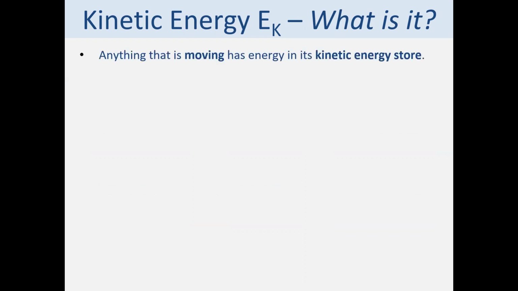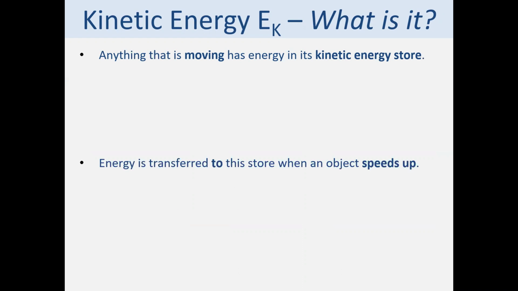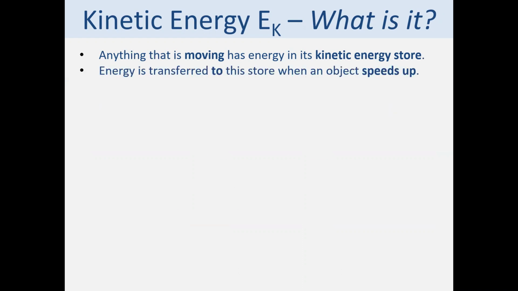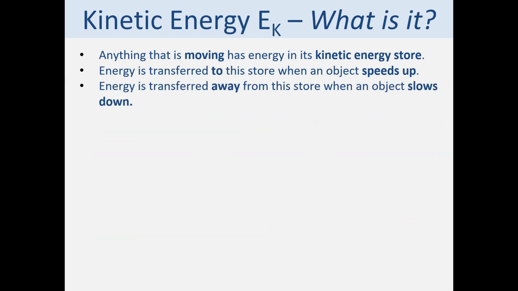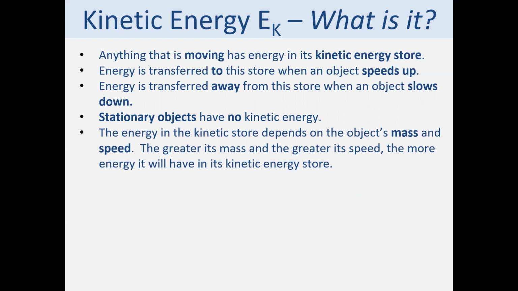So what is kinetic energy? Well, anything that's moving has energy in its kinetic energy store. Energy is transferred to this store when an object speeds up. Energy is transferred away from this store when an object slows down. Stationary objects have no kinetic energy. And the energy in the kinetic store depends on the object's mass and speed.